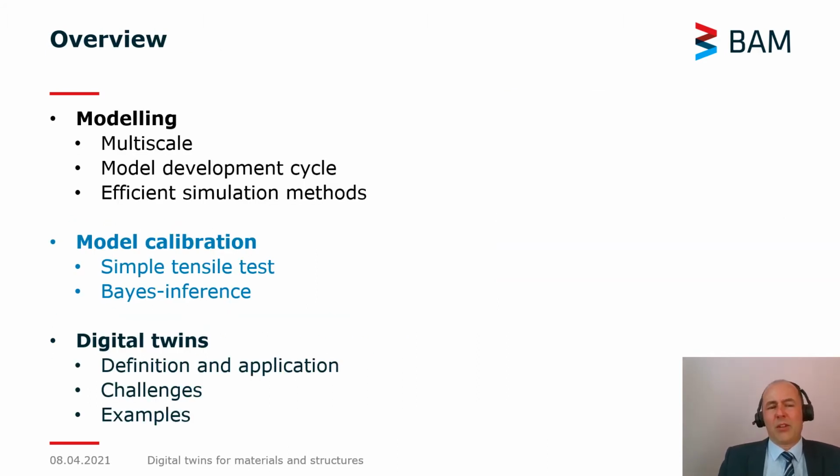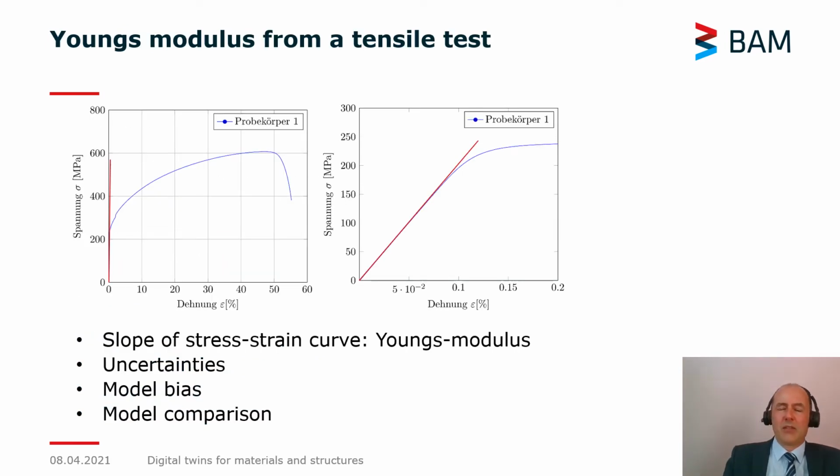Now let's come to model calibration questions or model updating. So this is a very simple example. What you see here is a tensile test. This is the tension versus strain, and the slope of that curve is essentially a material parameter. What you see here on the right-hand side is a material parameter that gives you, at least in the elastic region, a very good approximation of the material response.